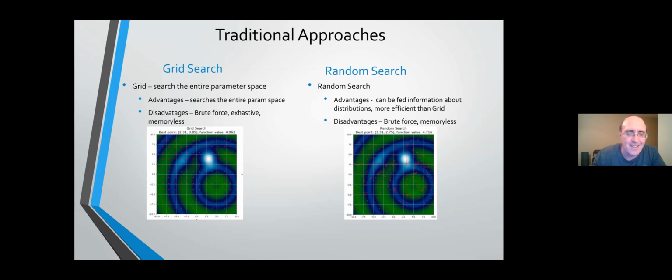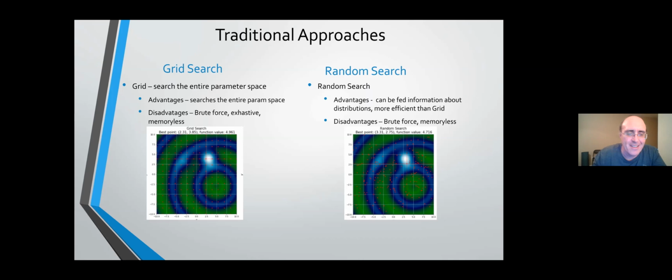There's also random search, which can be more efficient than a grid search, because you can feed it information about the distributions of some of the parameters, similar to hyperopt. But again, its problem is that it does not remember what it did. It derives no information from, if you look at all those little red dots, those dots are not deriving information from each other.